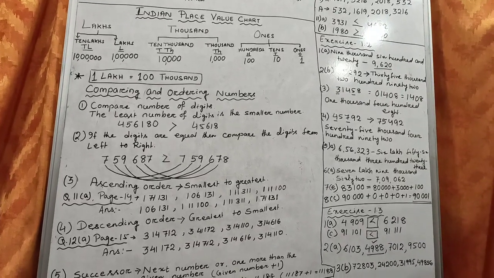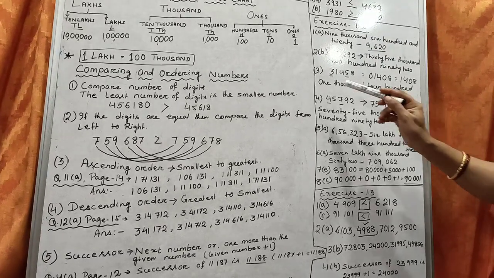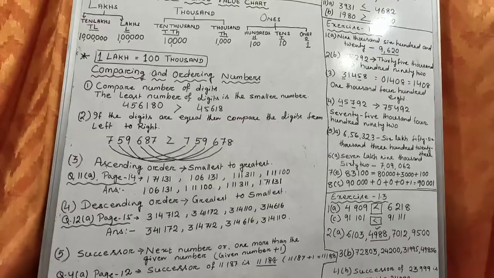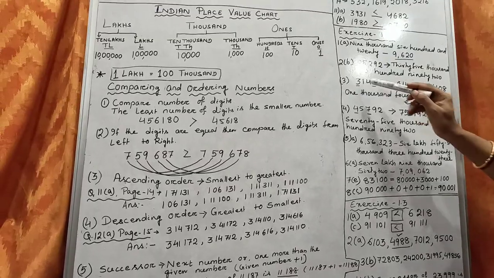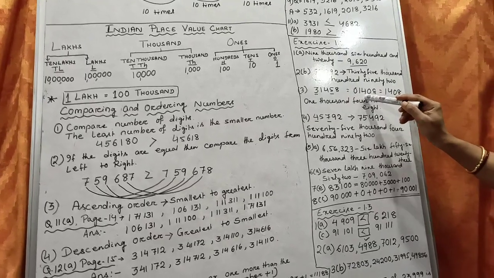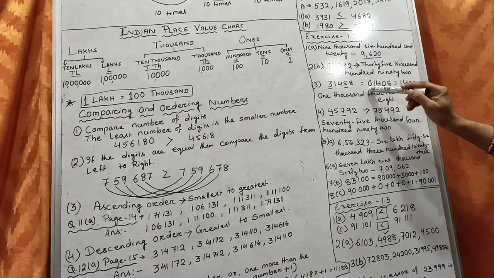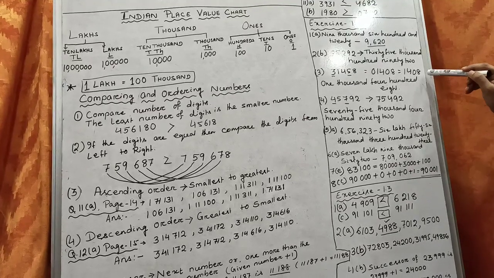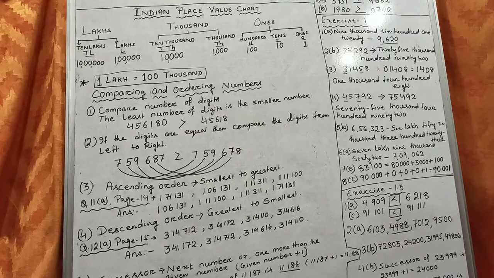Next one is question number 3. In question number 3, one number is given. The number is 31,458. And the question is replace 3 and 5 by 0. So if we replace 3 and 5 by 0, what will be the number? 01408. The 0 has no value because it comes on the left. So the number is 1408.